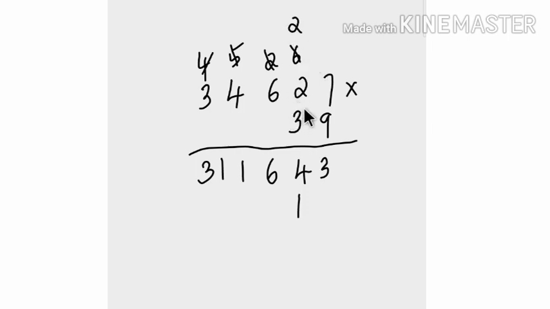Okay. When we are multiplying with the second digit, we should skip one position. So don't start from here. We should skip one position, or we should start from the second digit. Okay, so 3 into 7, 21. Write 1 here and 2 on the top. 3 into 2 is 6. 6 plus 2, 8.